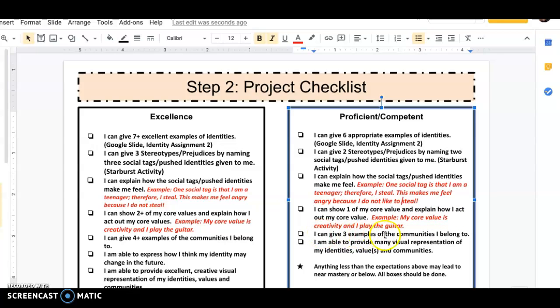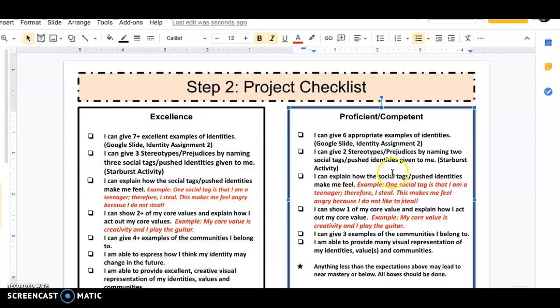I can give 3 examples of the communities I belong to. I belong to a religious organization. I belong to a family unit. I belong to a school community. I'm able to provide many visual representations of all of these things that you have talked about as being who you are and who you're not. Anything less could lead to near mastery or below level.